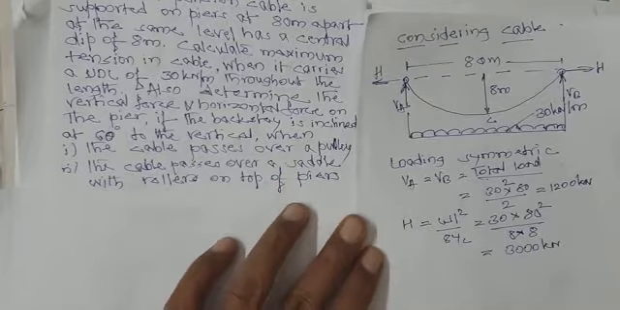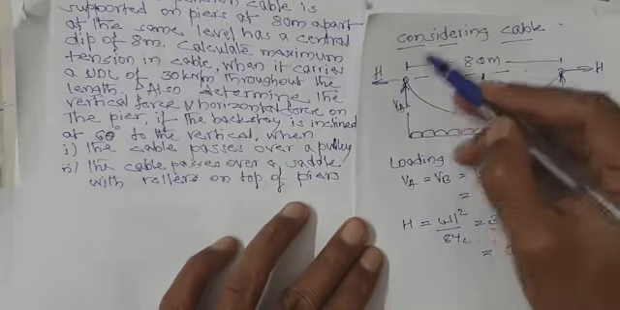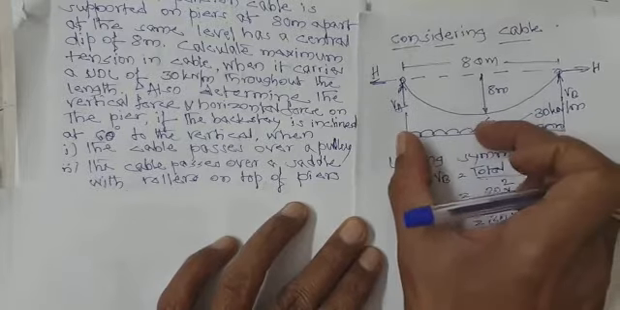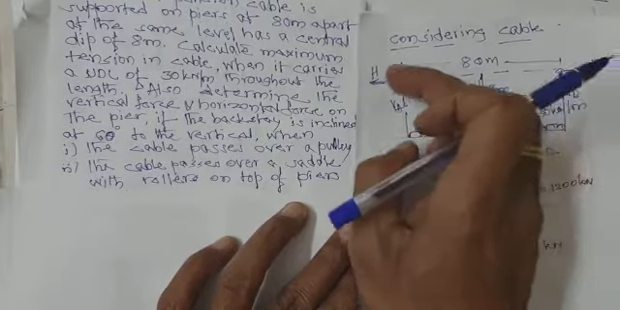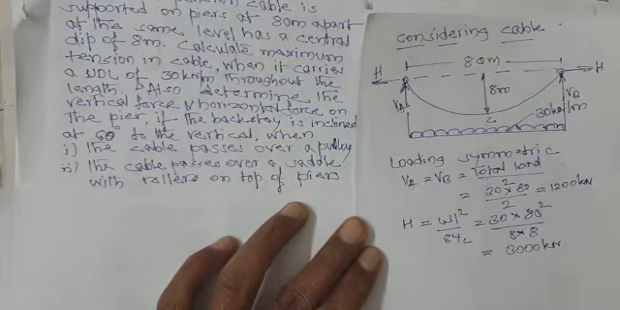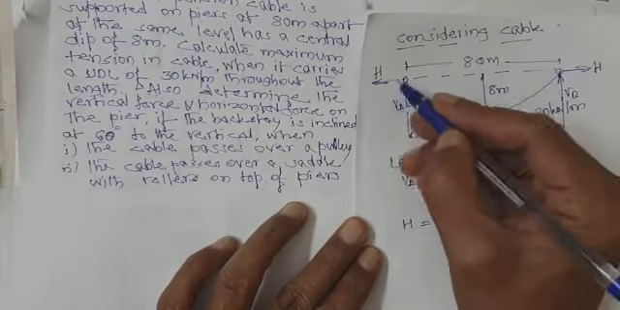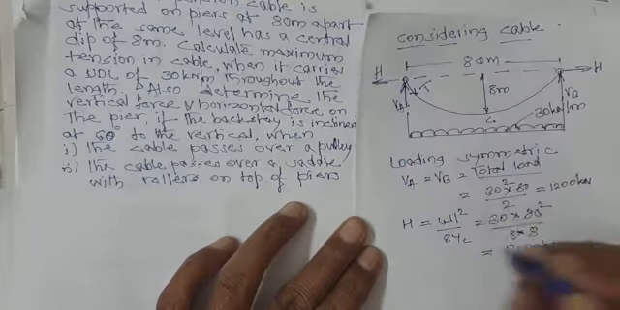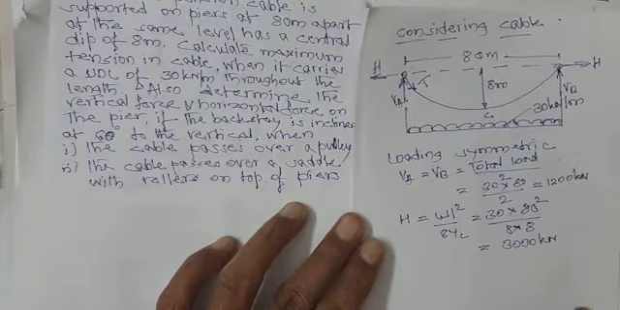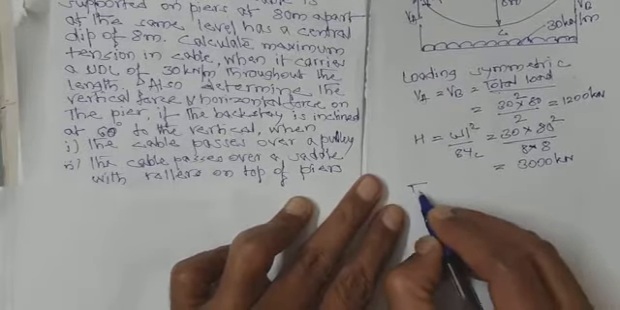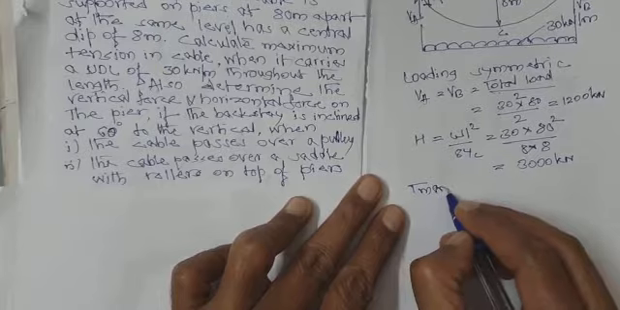Otherwise you can take bending moment at C, that is VA into 40, then the UDL 30 into 40 into 40 by 2, minus H into 8 equals 0. If you do that, you will also get the value of H as 3000. Next, once you get VA and H, you have to calculate the tension in the cable. Always at the support it is maximum, you know that. So what is T maximum now?